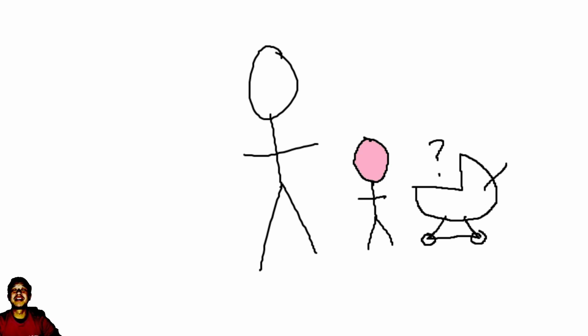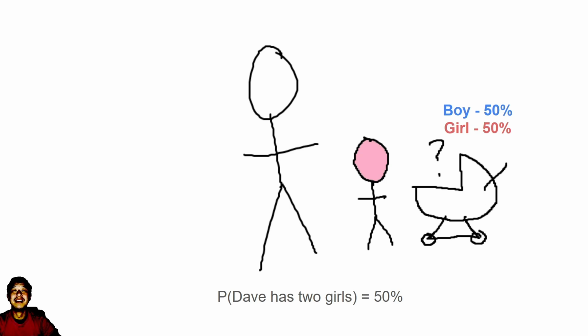What's the probability that his younger kid's also a girl? Well, since the sexes of his kids are independent of each other, we know it's 50%, and thus the probability that Dave has two girls is also 50%. So I bet you agree with me so far, but we're going to come back to this later too. But what happens when two events are dependent on each other?